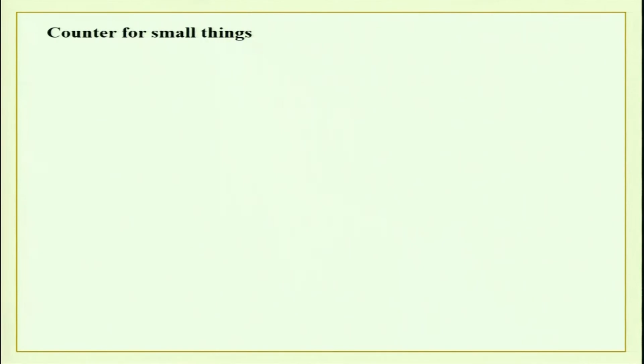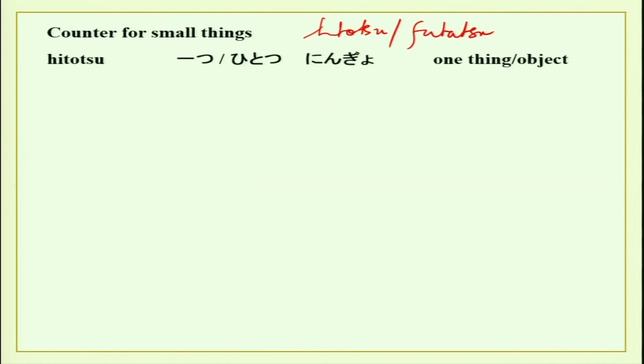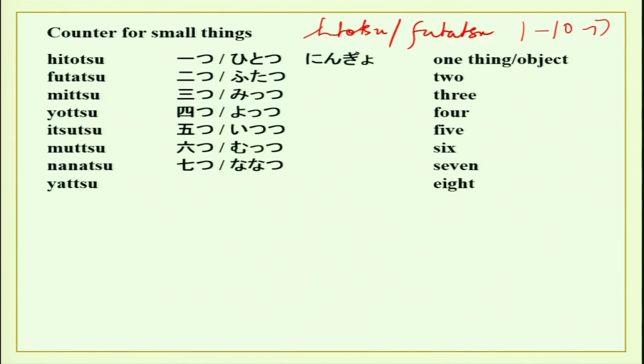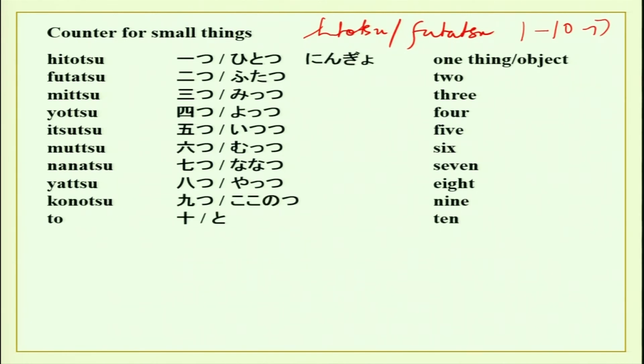Now, in our Kaiwa we also had a word hitotsu futatsu. Now, what does it mean? Hitotsu and futatsu. So, these are counters. From 1 till 10 you count in tsu, or the double sound tsu and tsu sometimes. So, hitotsu, futatsu, mitsu, yotsu, itsutsu, mutsu, nanatsu, yatsu, kokonotsu, to. Tsu is not used over here.